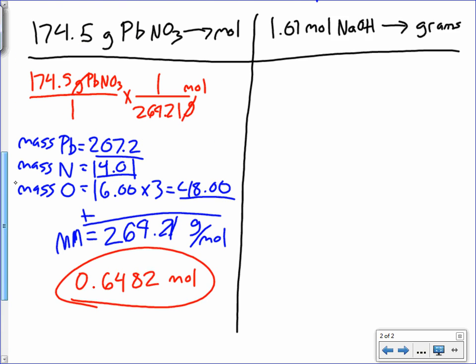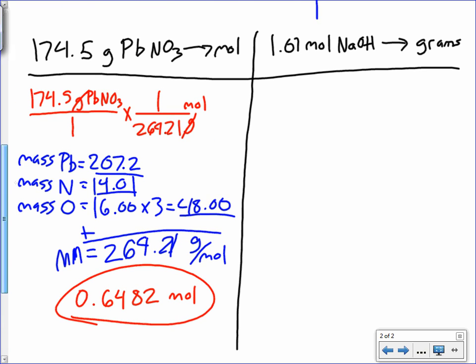All right, let's do the other one. So if we have 1.01 moles NaOH, multiply by our conversion factor. Moles have to go on the bottom, grams on top.